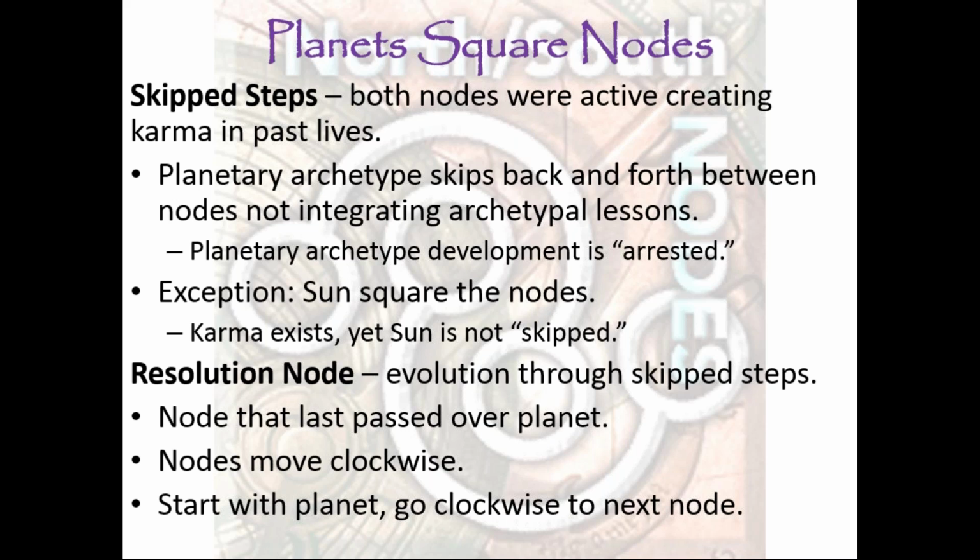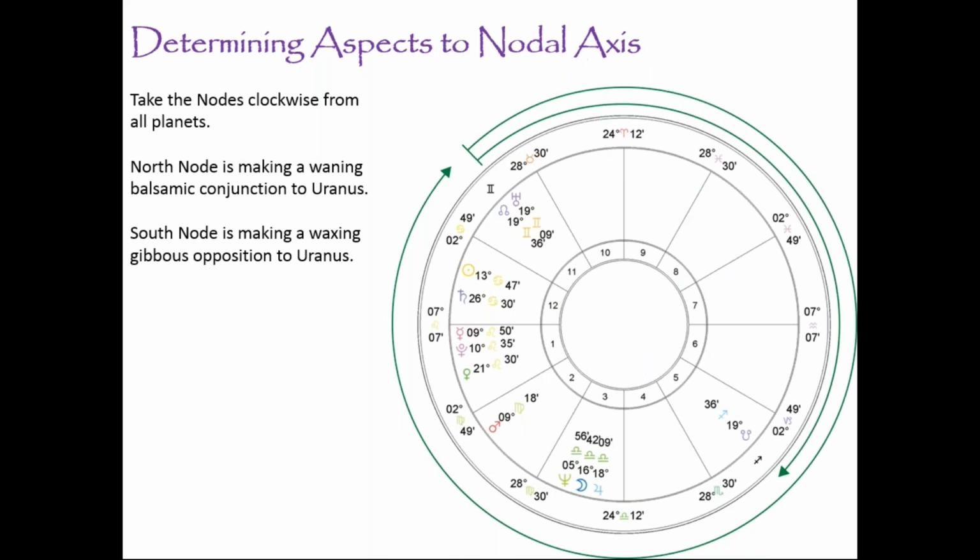So here today, we're going to use the moon as our example. I don't remember which node is the resolution node. We'll look it up to see as we go through our example here today. First of all, I just want a slide to show you how we determine aspects to the nodes.